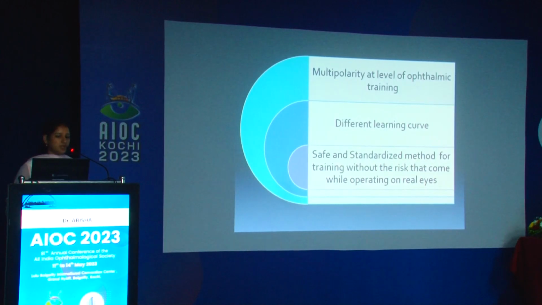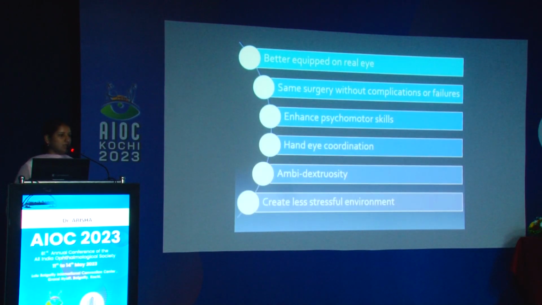So there comes the importance of wet lab, which is a safe and standardized method for training without the risk that can come while operating on real eyes. It will make us better equipped on real eyes. We can do the same surgery without complications or failures. It can enhance the psychomotor skills, hand-eye coordination, ambidexterity, and it will create a less stressful environment.